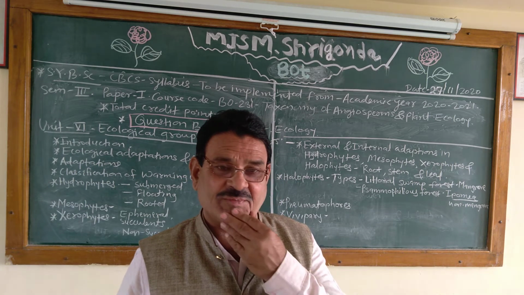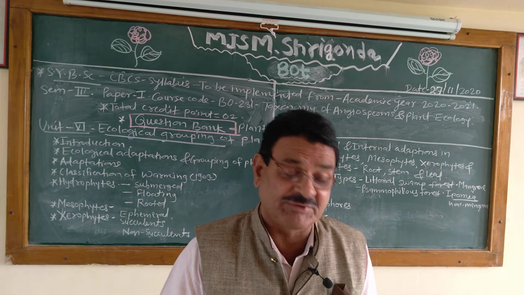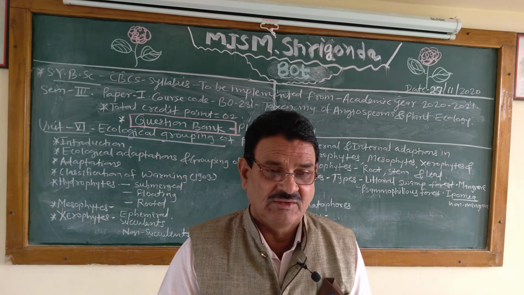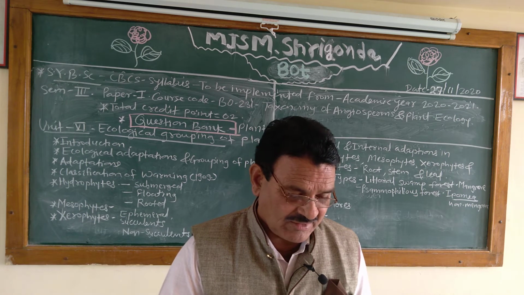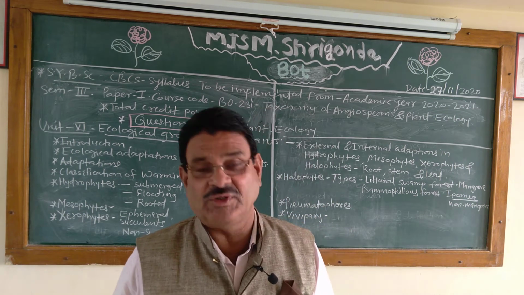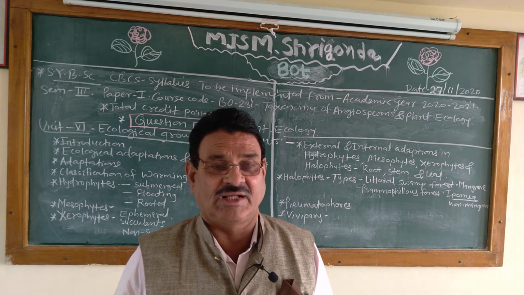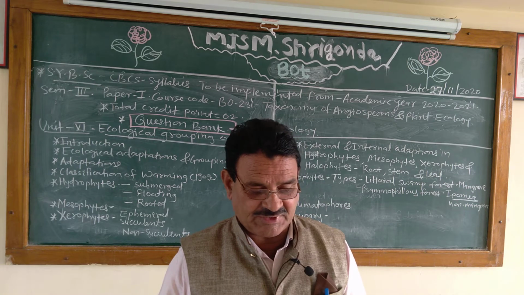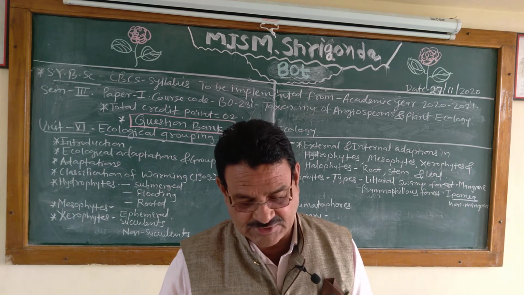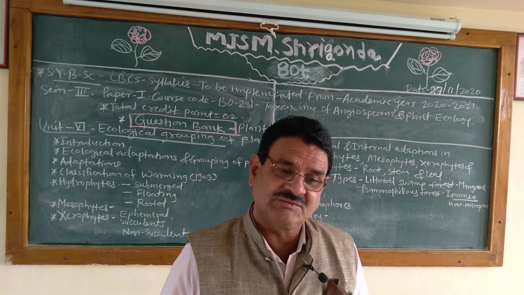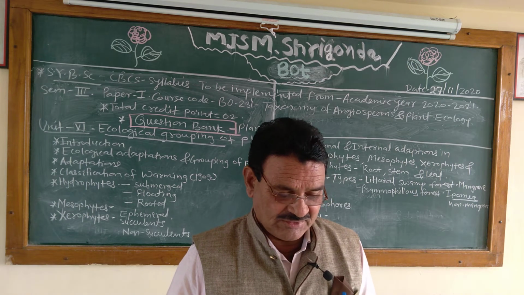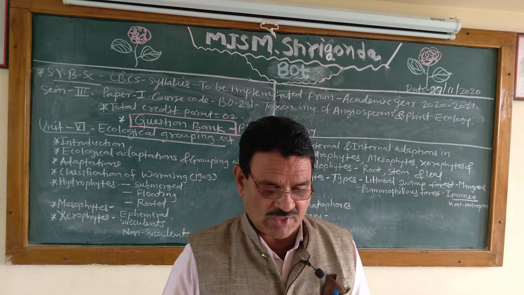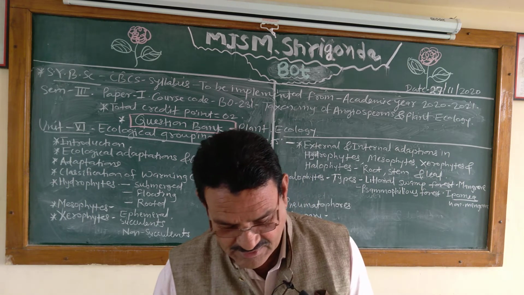These plants grow on the surface of soils. Then the types of xerophytes: there are ephemeral annuals, succulents and non-succulents. These are types of xerophytes. What are ephemeral annuals? Annual plants that complete their life cycle within a very short period, that is 6 to 8 weeks, are called ephemeral annuals. Examples: Argemone mexicana, Solanum xanthocarpum, Cassia tora, Tephrosia purpurea.